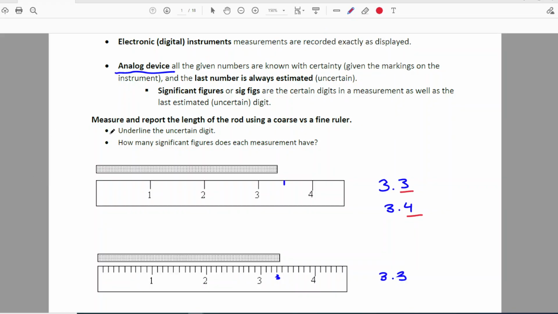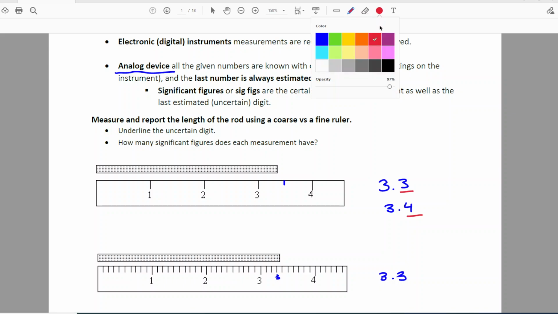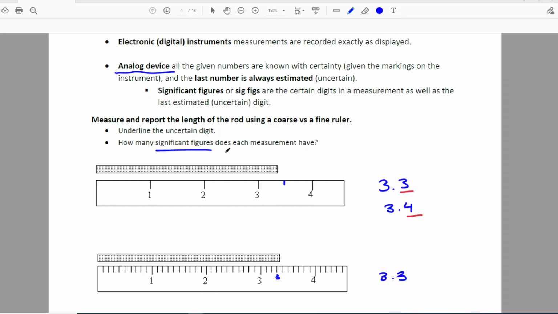Okay, so here it says measure and report the length of the rod using a coarse versus a fine ruler. This is my coarse ruler. And what we wanted to do is underline the uncertain digit. So this one that we've estimated, we are underlining. And then it also says, and again, this is just starting the conversation, how many significant figures does the measurement have?